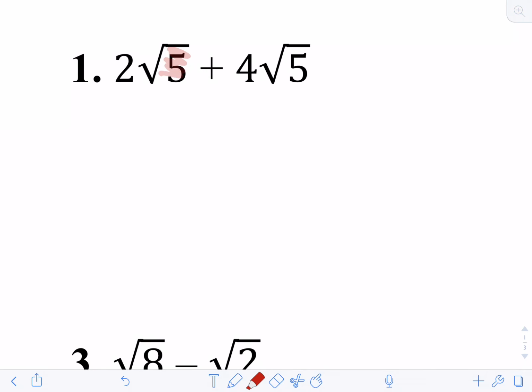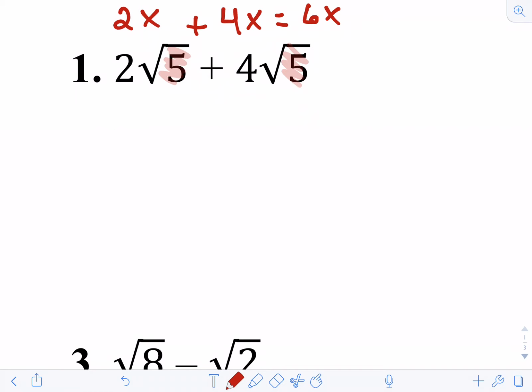You want this number underneath the square root to be the same. It's kind of like combining like terms. So a way you can think of this is 2x plus 4x. They are the same term, so when I add those together, 2 plus 4 is 6, you have 6 x's. Okay, they give us apples and bananas or something. You have 2 apples plus 4 apples, you would have 6 apples total.